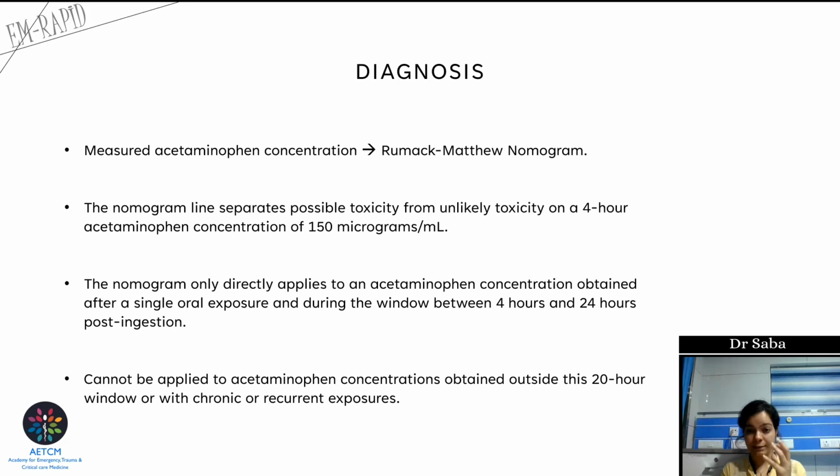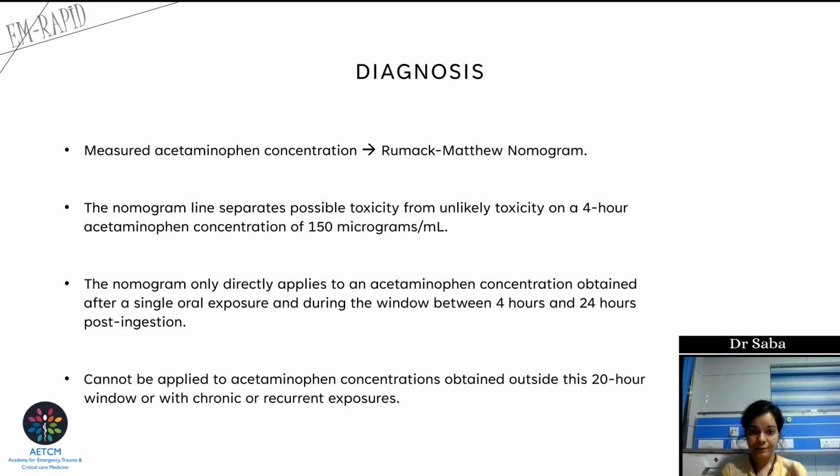Which is why it is extremely important for us to send the sample for toxicology reporting to check the paracetamol levels 4 hours post ingestion. So when we chart this, there's a nomogram line which will separate the possible toxicity from unlikely toxicity. So we will know the toxicity level of paracetamol in the body post ingestion.